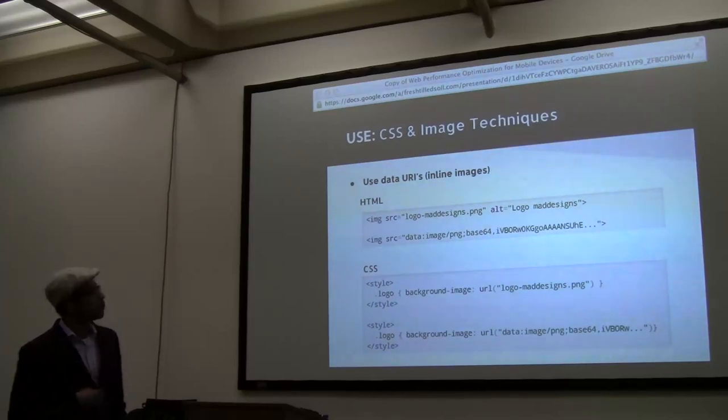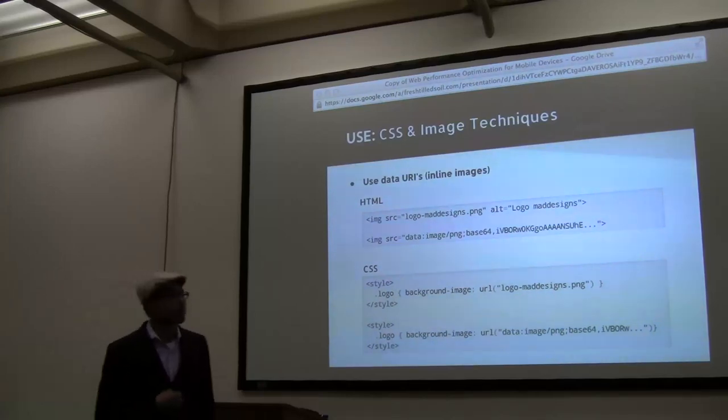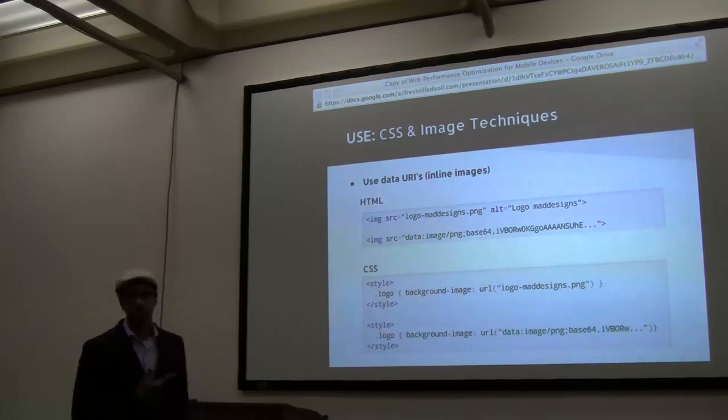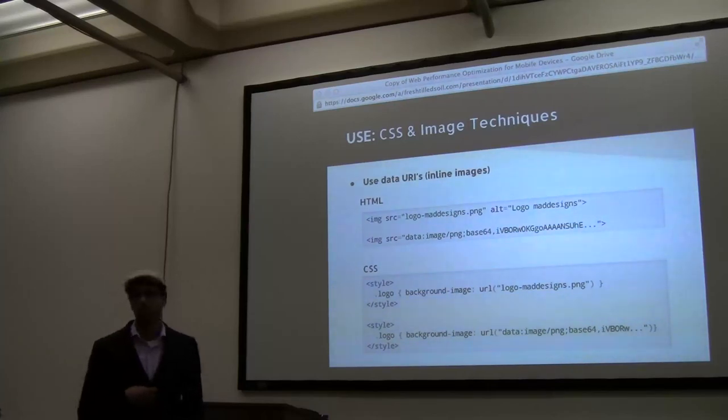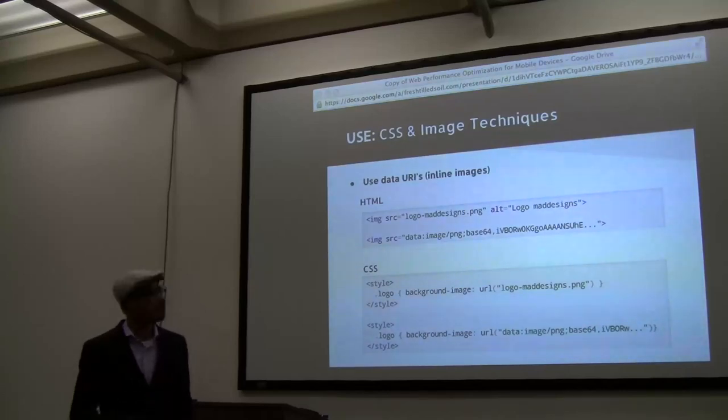With mobile, one of the recommended techniques is to use data URIs. And data URIs are the base 64 encoding of images. And you should use those primarily for smaller images, logos, arrows.